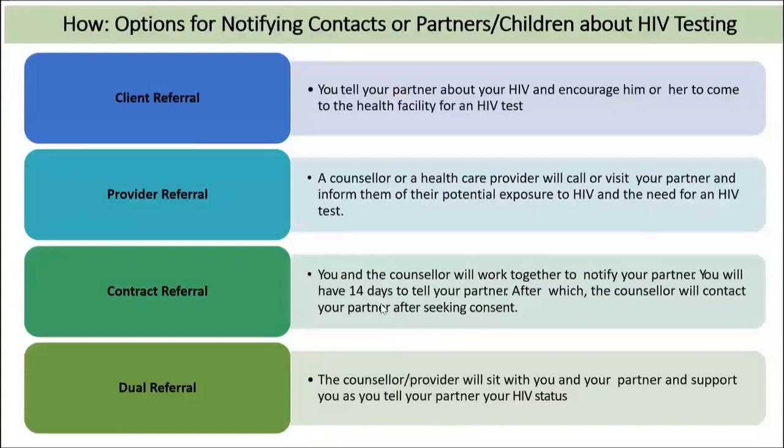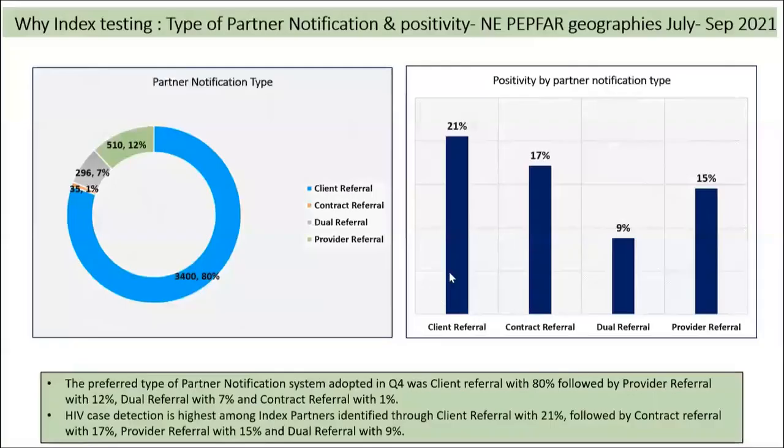And the fourth way is dual referral, where the index case says, okay, I am not very comfortable, I want your support in telling my partner. So please accompany me, and we will discuss as a team with my partner the importance of HIV testing and status. Accordingly, the client can choose any one of the four strategies for informing their partner or children about the importance of HIV testing. These are the four different ways.